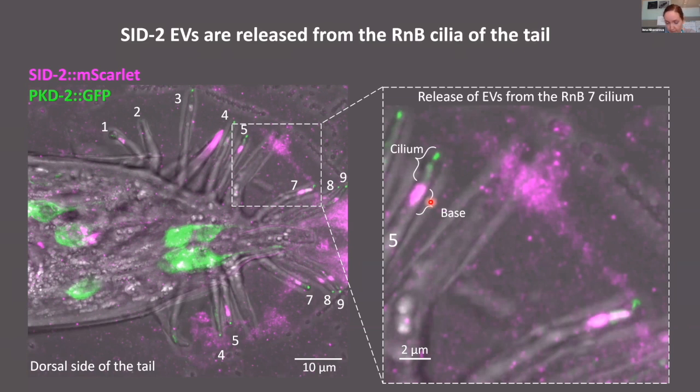In ray 5, it's a typical setup, but in this ray, you can see that occasionally SID2 travels from the base through the ciliary shaft and into the environment in the form of EVs. So this is actually the first report, and we were very excited, where a double-stranded RNA transporter for some reason is exported from the sensory neurons into the environment. So we're working on the functional significance of that right now, trying to figure out why you would need that.